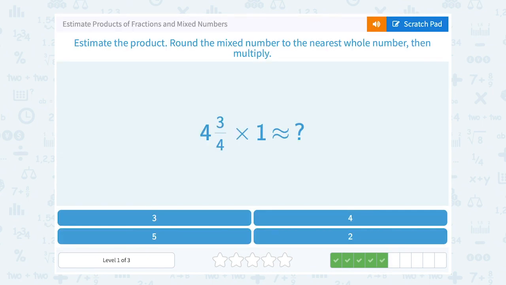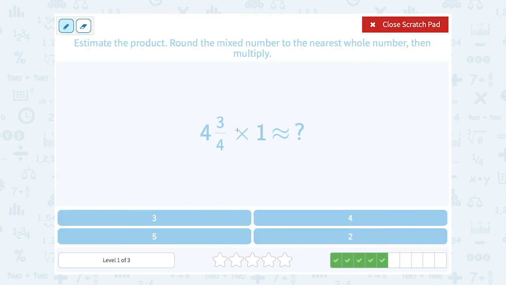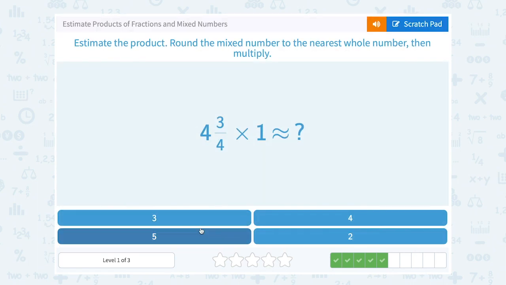Okay, 4 3/4 times 1. Well, 3/4 is 0.75, right? That's more than half. So I'm going to round that up to 5 and say, okay, 5 times 1 equals 5. And notice I'm rounding to the whole number each time because that's what they told us to do in the directions, right? Round the mixed number to the nearest whole number. Okay, and then of course 5 times 1 was 5.